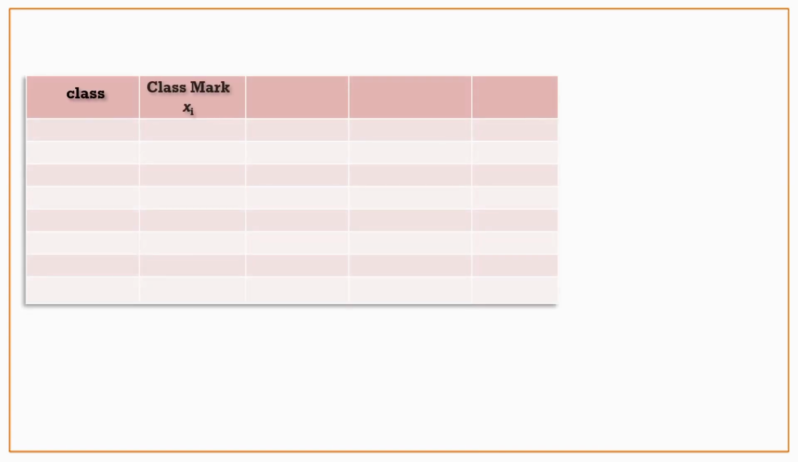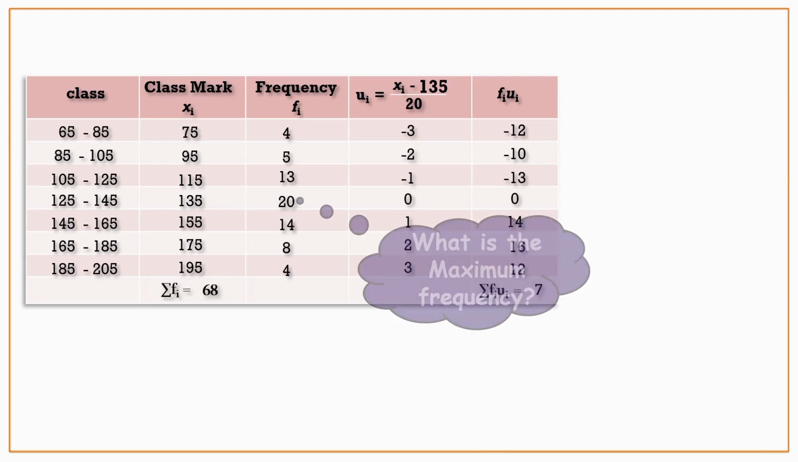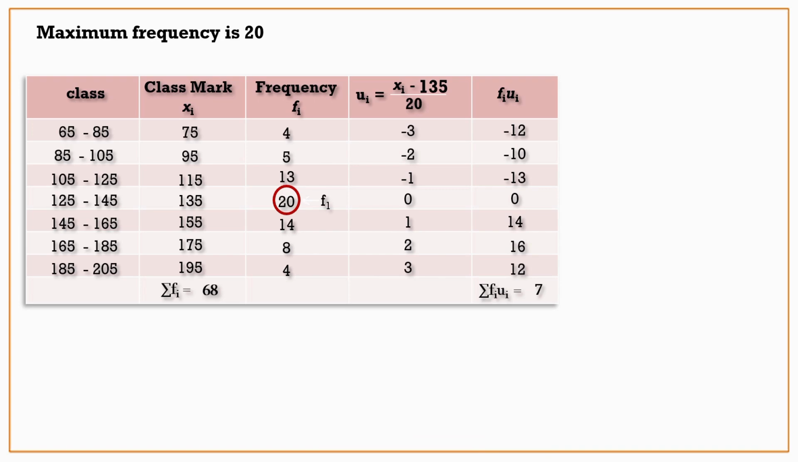Another part is left, that is the mode. So let us now find the mode over here. Again we need to find the class mark and frequency. Let us put all these values over here. Now here first we need to check what is the maximum frequency. So the maximum frequency is 20 over here, that we are going to mark as f1.